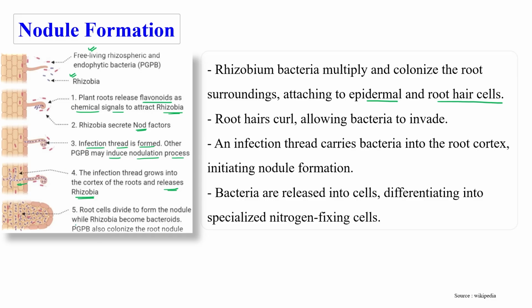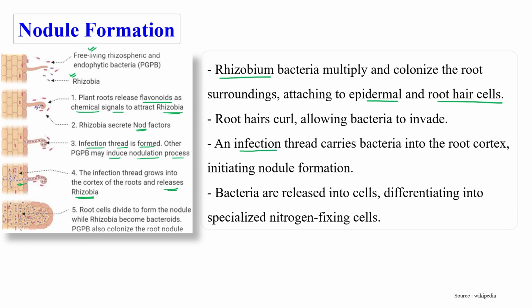So these are the steps. It is also written over here. What is the first step? Rhizobia bacteria multiply and colonize the root surroundings, attached to the epidermis and root hair cells.